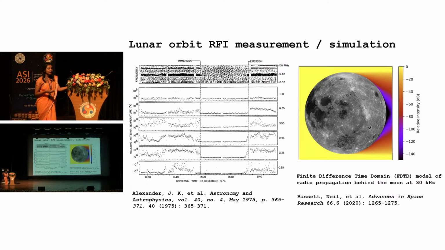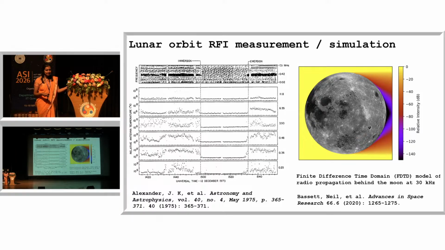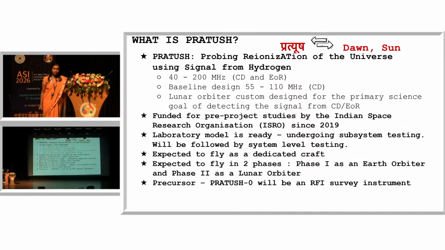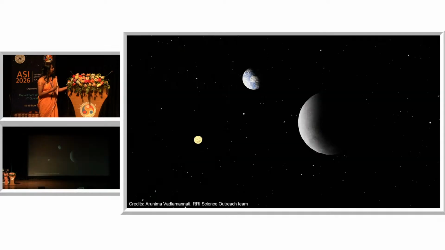So the ideal environment to operate such an experiment would be the far side of the moon, because the far side of the moon has been known to be radio quiet from previous measurements. So keeping this in mind, we have proposed an experiment called Pratush to ISRO. This is a quick summary of Pratush. Pratush will operate over 55 to 110 megahertz, focusing on the signal from the cosmic dawn. We expect to fly in 2 phases, one as a precursor phase around Earth and another in lunar orbit. And we have got funding from ISRO to develop the laboratory model.